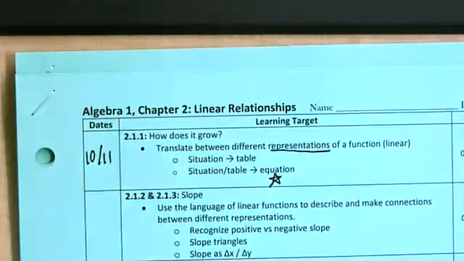Y equals something x plus something. Does that sound familiar? No? Yes? Do you remember what those two other letters were in there? What were they? Y equals mx plus b. Does that sound familiar? Oh, good.